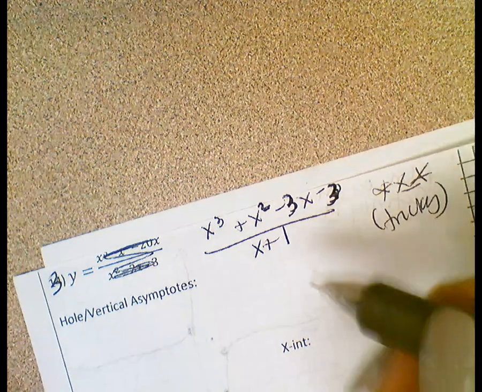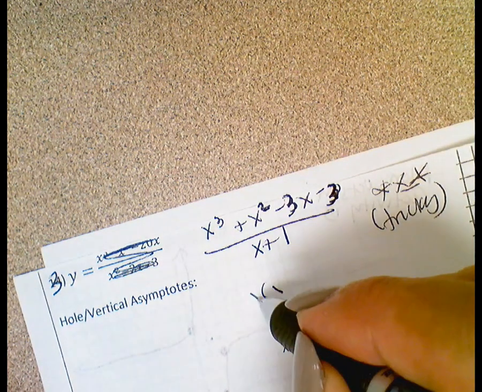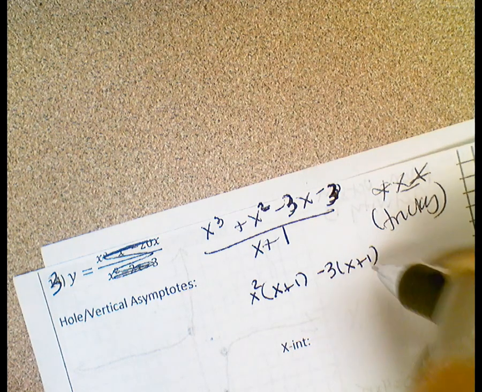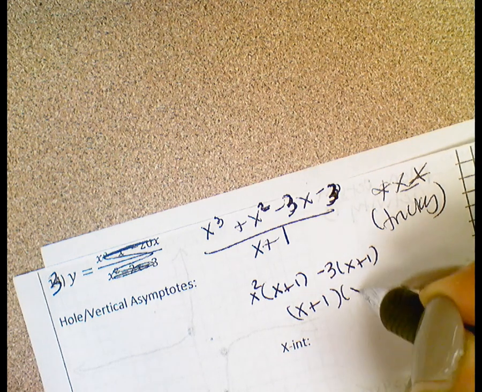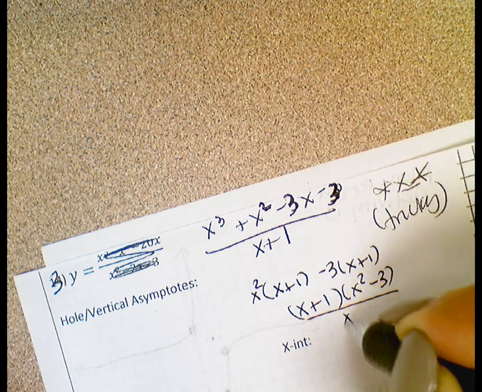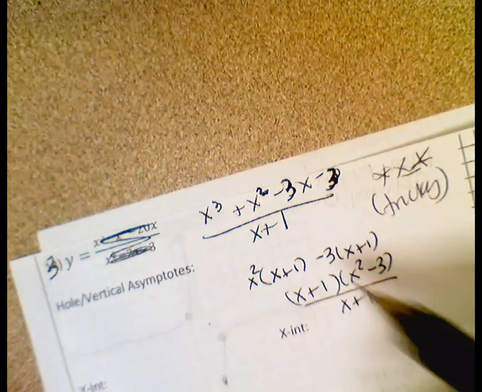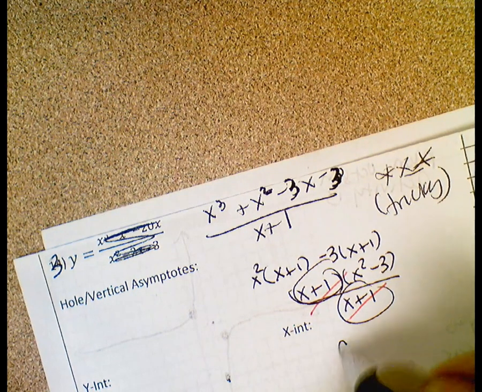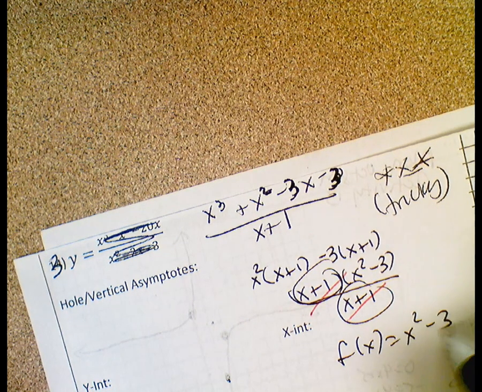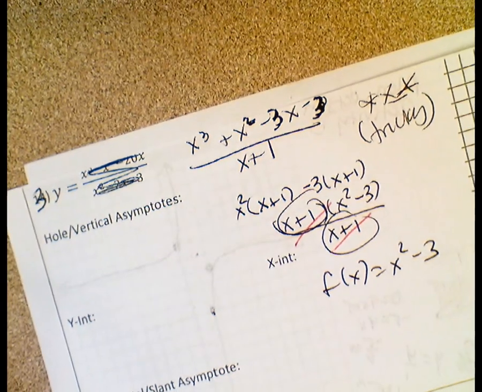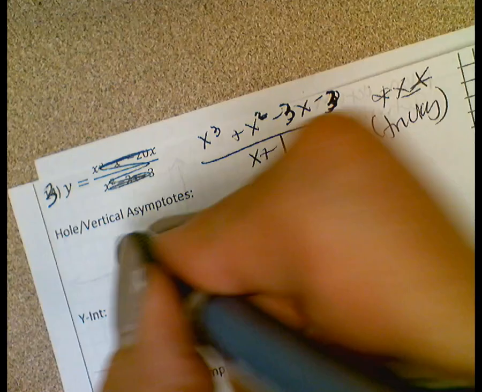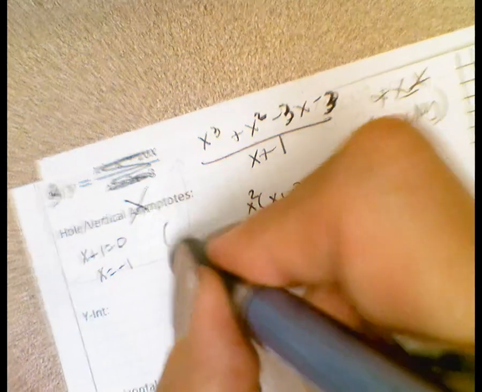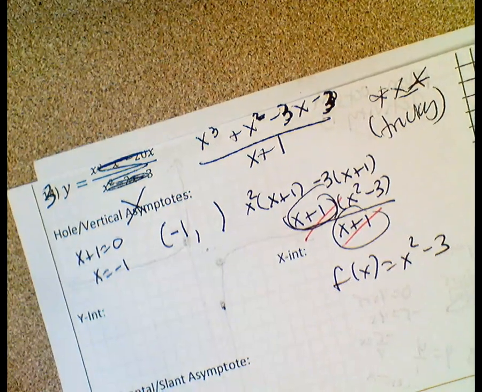All right. So I'm going to factor the top. Take an x squared out, and you're left with x plus 1. Take a negative 3 out, and you're left with x plus 1, which is x plus 1 times x squared minus 3. All of this is over x plus 1. So we are going to remove this one and this one, and you're left with f of x equals x squared minus 3. So the hole is, you take the x plus 1 over here and set it equal to 0. So this is not a vertical asymptote. It is the x-coordinate of the hole.